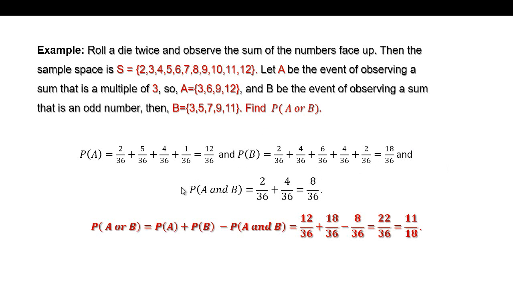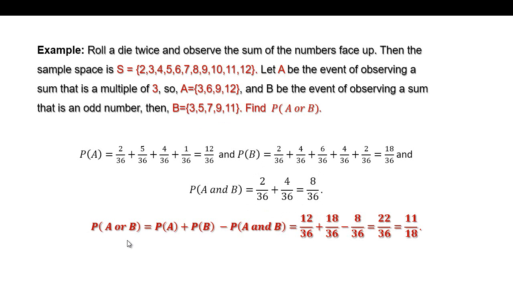Now the probability of A and B. What is in the intersection of A and B? Which elements are in both A and B? 3 and 9. So we just take the probability of 3 and 9 and add them. The probability of 3 is 2 over 36, and the probability of 9 is 4 over 36. So we get 8 over 36 as the probability of A and B.